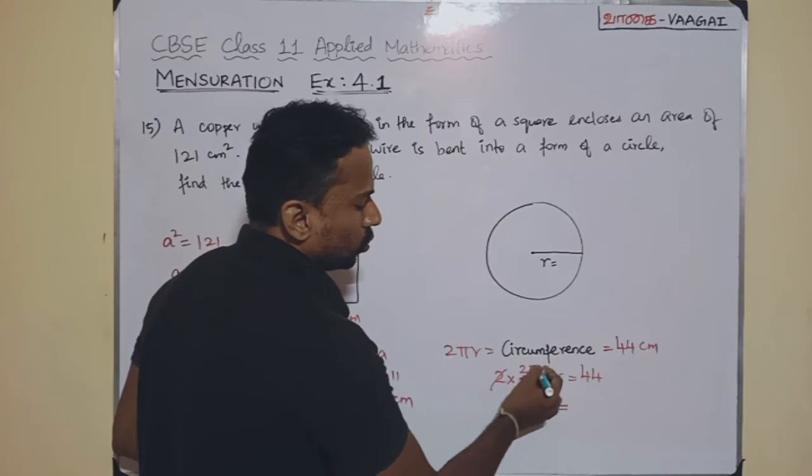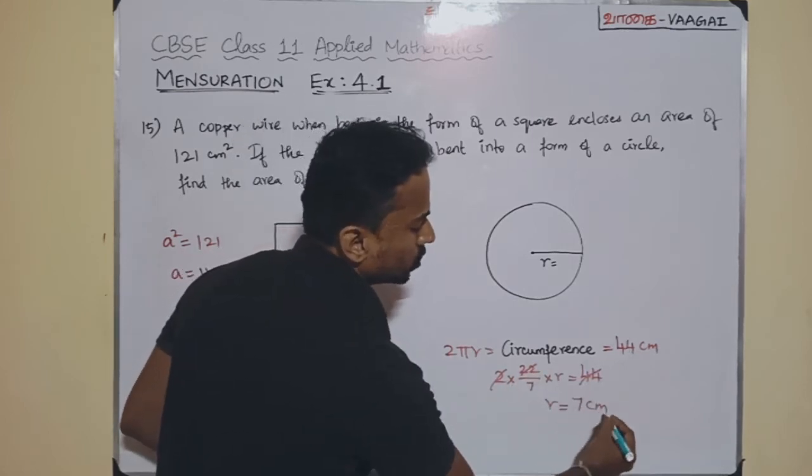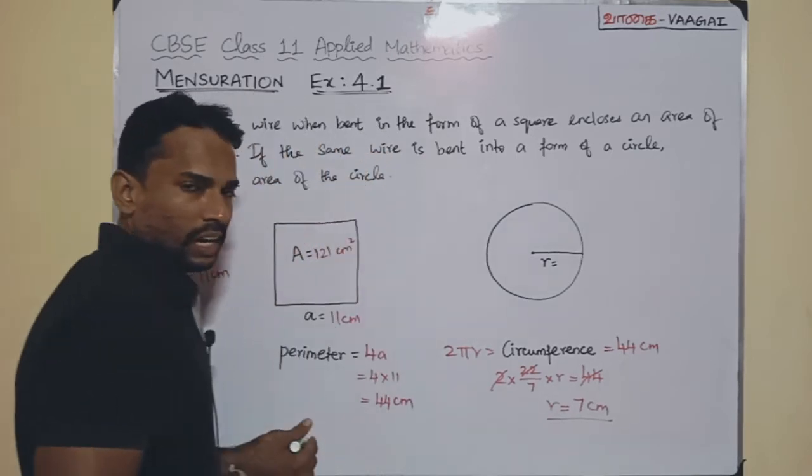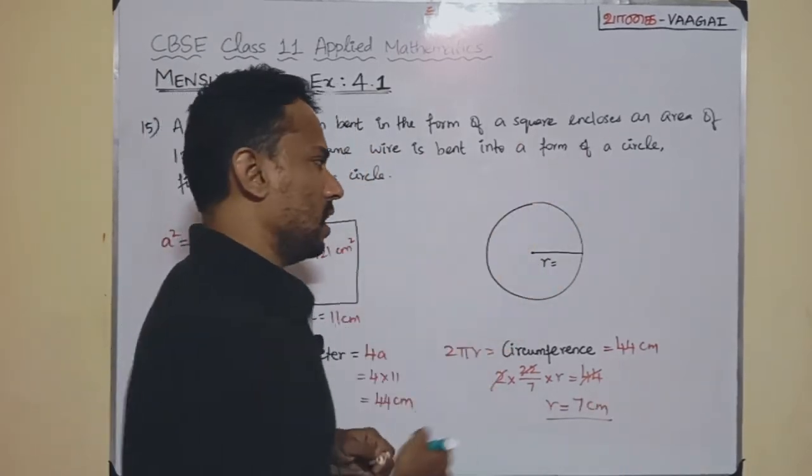I can cut this 2 into 22 with this 44. So I will have r is equal to 7 centimeter. So very simple, we got the value of the radius of the circle, 7 centimeter. And with this, now we can find the area of the circle.